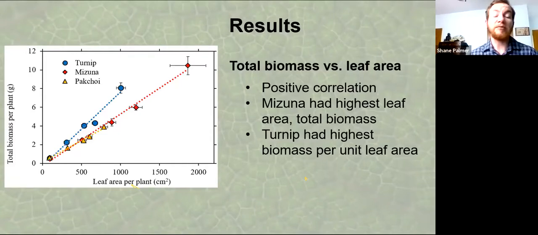And that's probably because turnip was very busy filling its roots. So it ended up with a lot of biomass in its roots without a whole lot of leaf area to show for it.